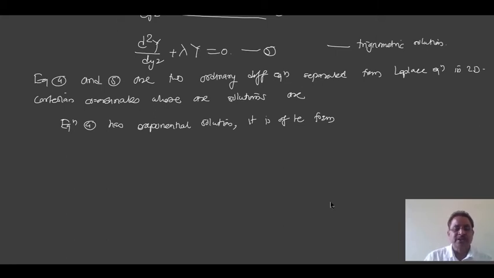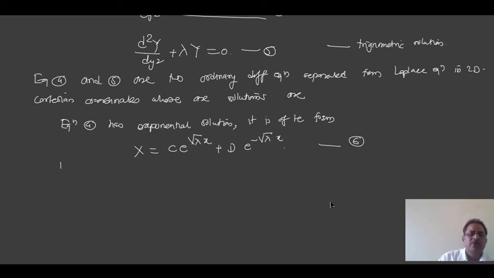So the solution in this case is given by capital X is equal to some constant c times e raised to root lambda times x, plus d times e raised to minus root lambda times x. This is the solution, equation number 6.